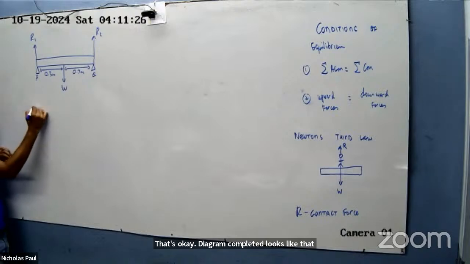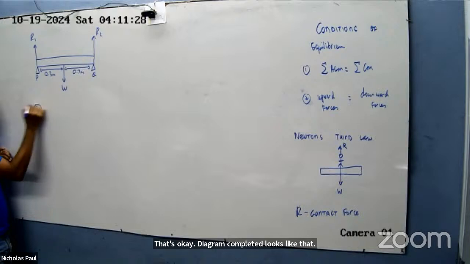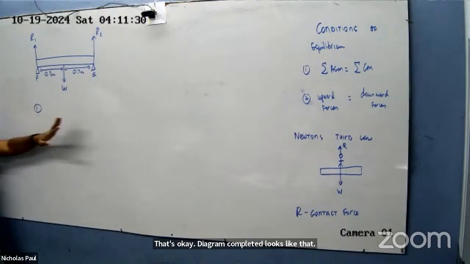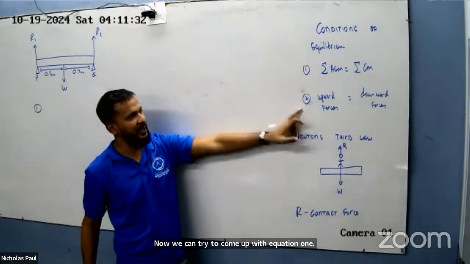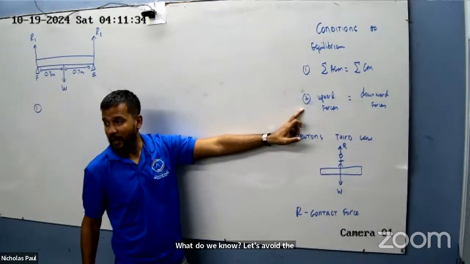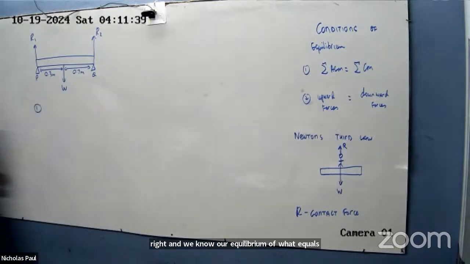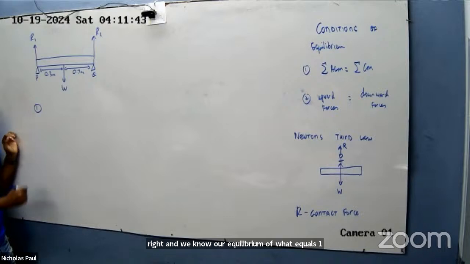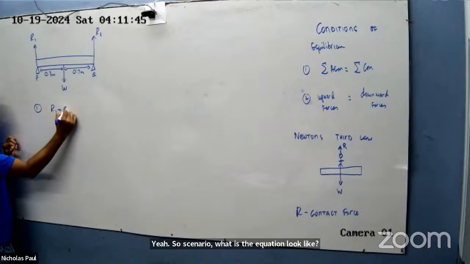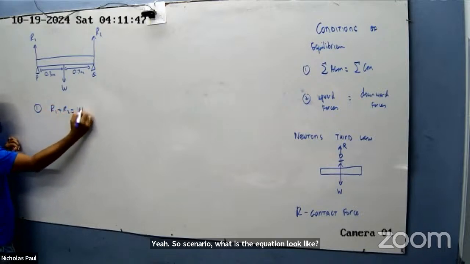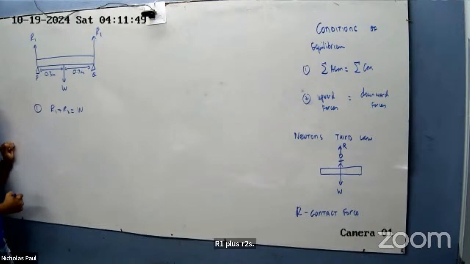Now we can try to come up with equation 1. What do we know? Let's start with the easy one. We know that in equilibrium, upward equals downward. So what does the equation look like? R1 plus R2 is W. Nice. R1 plus R2 is W.